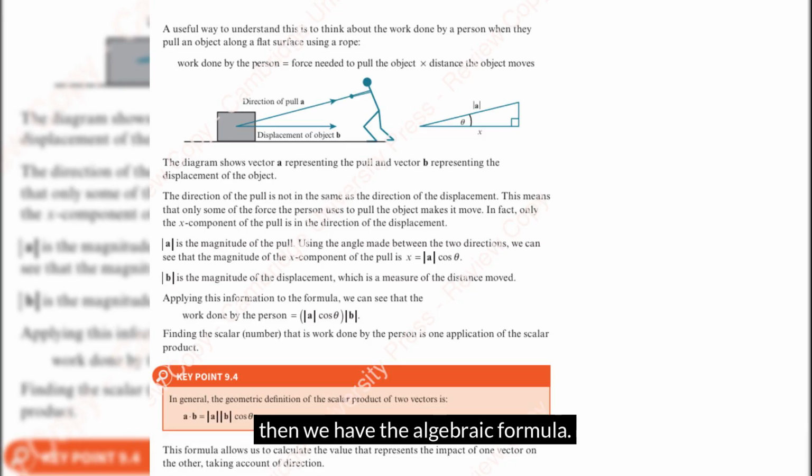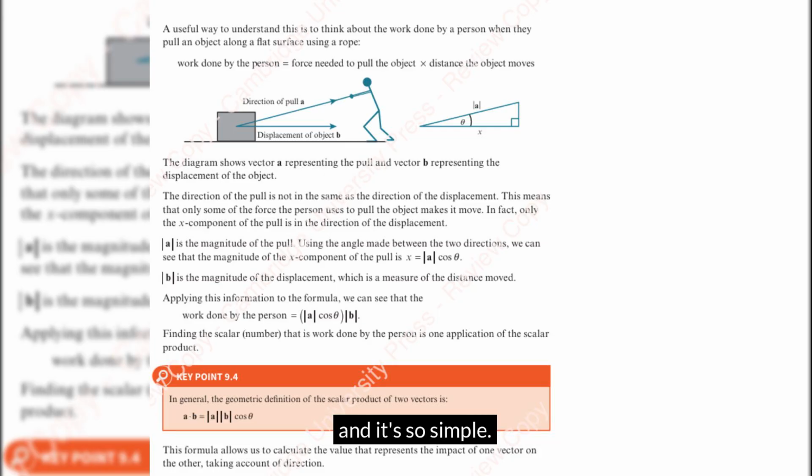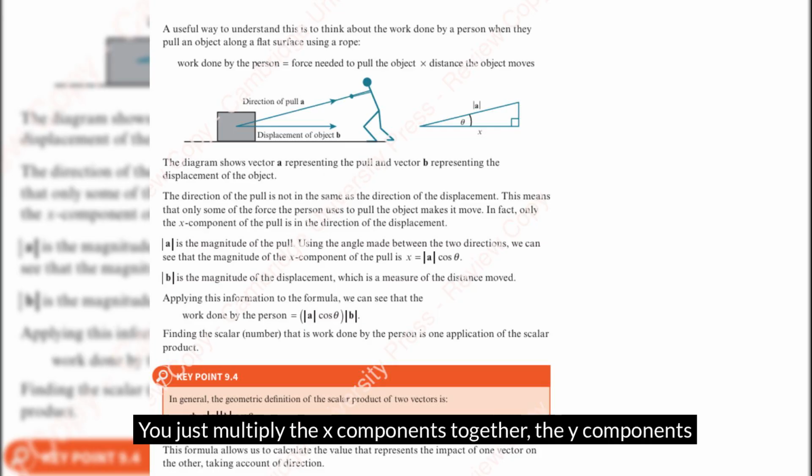And then we have the algebraic formula. This one's your go-to when you have the vector components. And it's so simple. You just multiply the x components together, the y components together, the z components together, and then just add up those three numbers. Honestly, it's usually way faster.